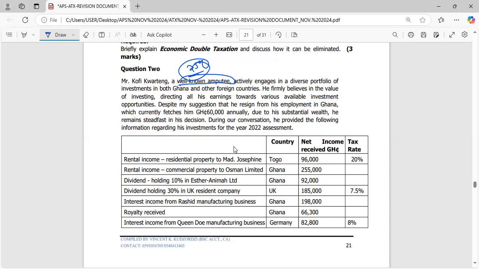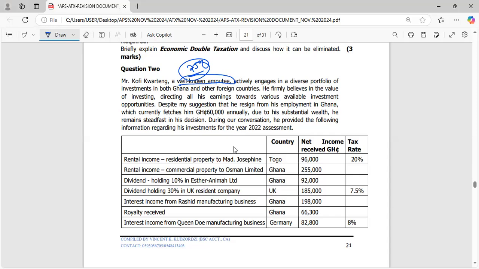Now, he actively engages in a diverse portfolio of investments in both Ghana and other foreign countries. He firmly believes in the value of investing, directing all his earnings towards various available investment opportunities. Despite my suggestion that the man should resign from his employment in Ghana, which currently fetches him 60,000 annually, due to his substantive worth, he remains steadfast in his decision. During our conversation, he provided the following information regarding his investment for the 2022 year of assessment.